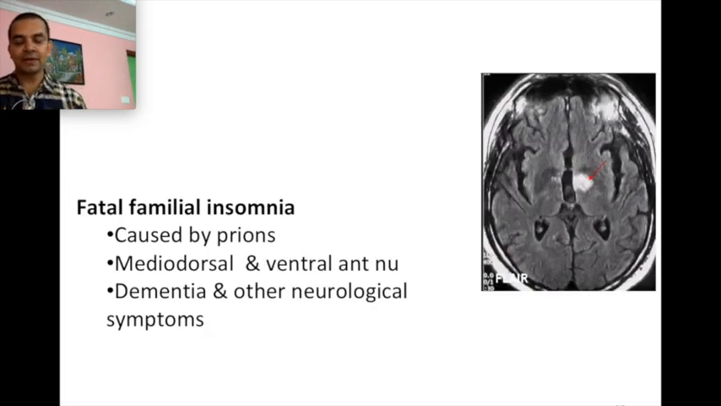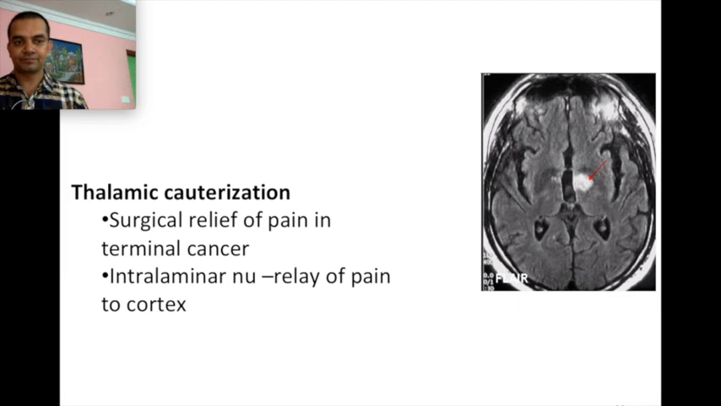Another very rare disease known as fatal familial insomnia is caused by prions, and it affects the mediodorsal and ventral anterior nucleus of thalamus. It causes dementia and many other neurological symptoms, and it is always fatal. Thalamic cauterization is an invasive procedure which is done to provide relief of pain in patients with terminal cancer.